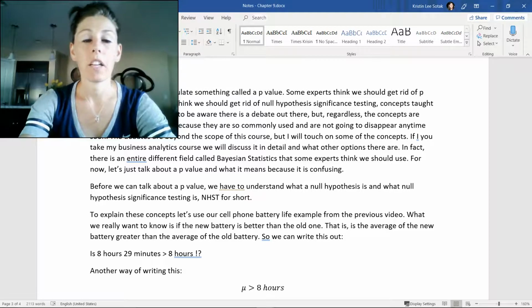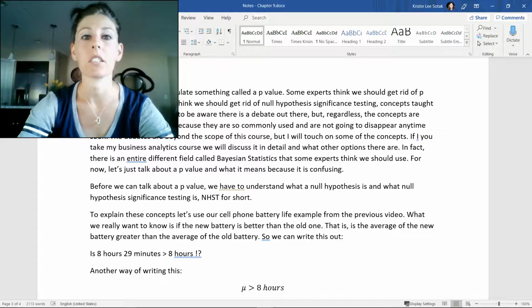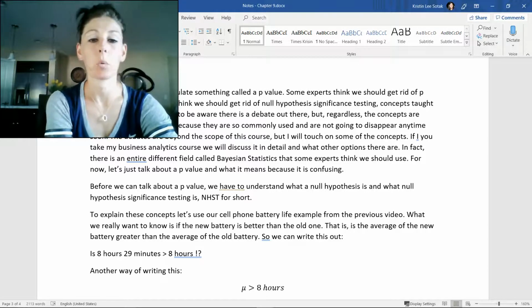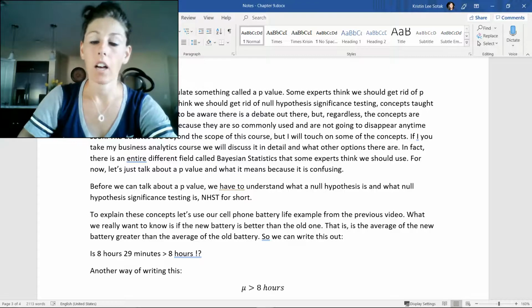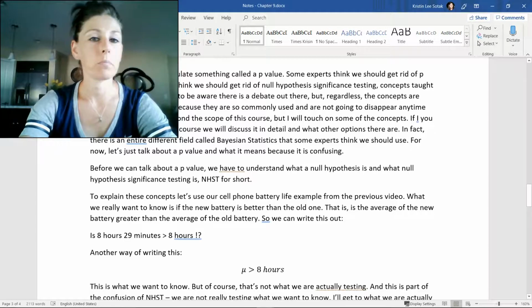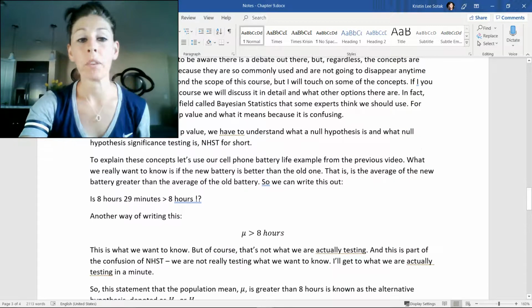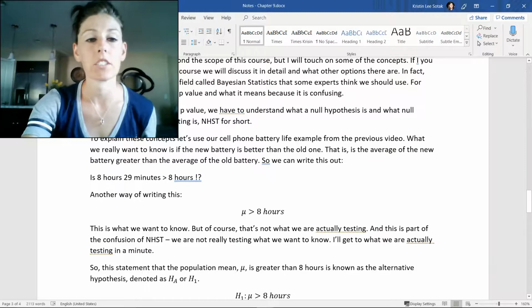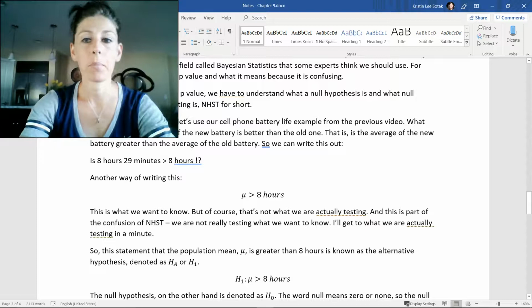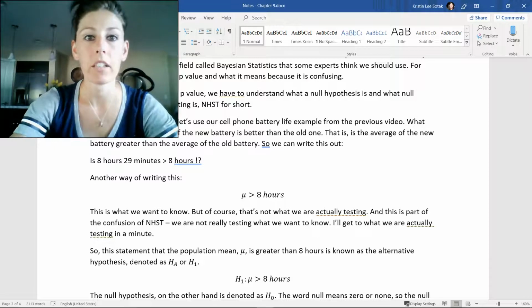options out there. In fact, there's an entire different field called Bayesian statistics. You can take an entire course on it, just like you're taking an entire course right now on these inferential statistics using null hypothesis significance testing, which is what we're talking about in this course. It's what's called a frequentist perspective. So just know that debate is out there. If you hear of Bayesian statistics, it's just a different approach to analyzing data. But this video is not about any of that. It's just talking about p-values because it's a little confusing.